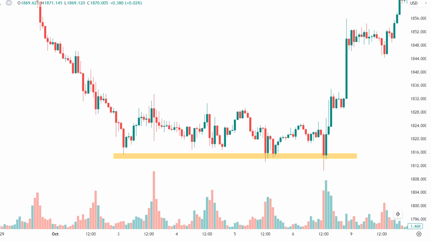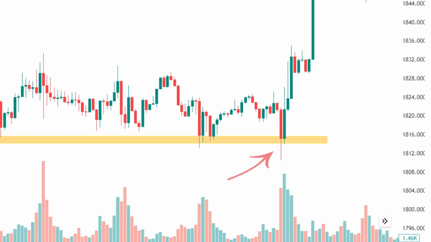This is the gold USD chart in the 1 hour time frame. As you can see, there is a swing low that supports price several times, but the last time, the price falls under this level, fails to hold there, and ends up going the opposite direction. This phenomenon, which triggers stop losses, is called a liquidity grab.